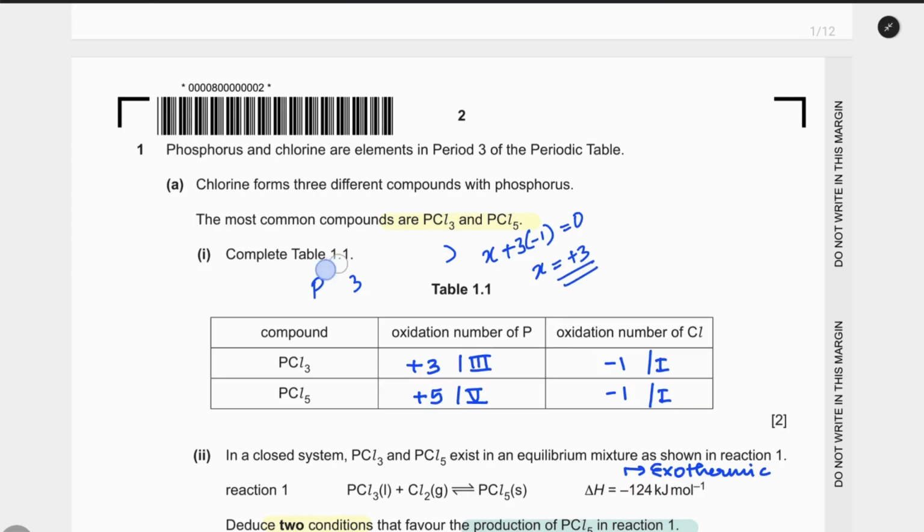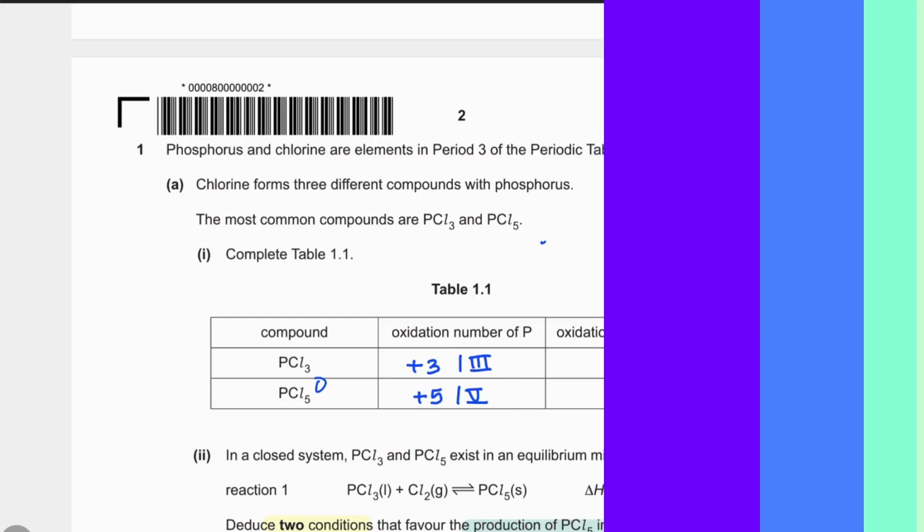Same way, you will do it for PCl5. For PCl5, I'm going to take the same thing: x plus 5 chlorine times minus 1 equals 0, because I don't have any charge on it. So this is going to be x equals plus 5. Okay, so we have got the oxidation number of P, which is plus 3 and plus 5. And for chlorine, we have just now seen that we can write minus 1. We can also write it as a Roman numeral, not an issue at all.